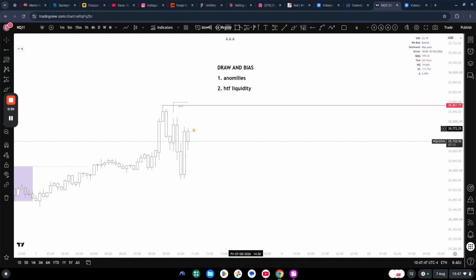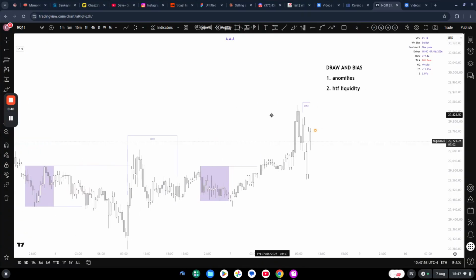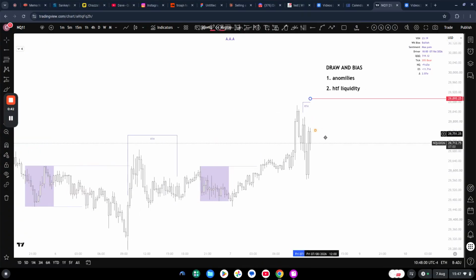Okay. What is draw and bias, and why is it so important to us as traders? Think of it like this. It's like a finish line. Where do we think price is heading towards? Where's the end goal? Are we heading up to here? Or are we going down to here?